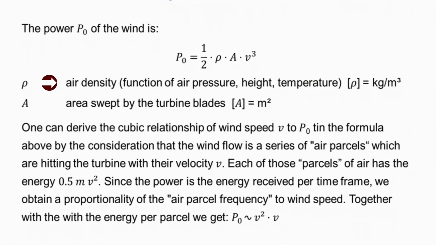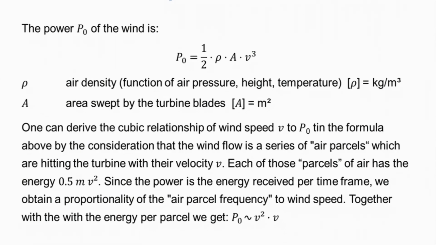Here again is that formula, and again also the air density. This is a function of temperature, of height and actual air pressure. The unit for it is kilogram per cubic meter. And as I already mentioned, A is the area swept by the turbine blades in square meters.